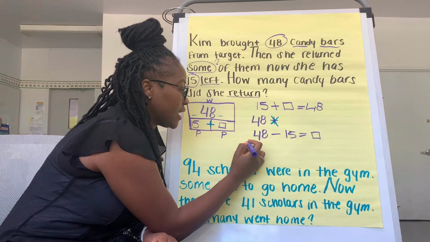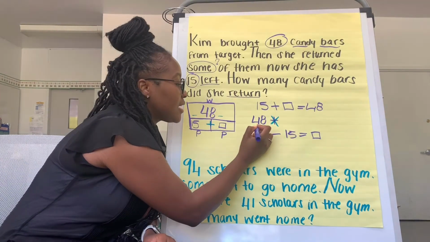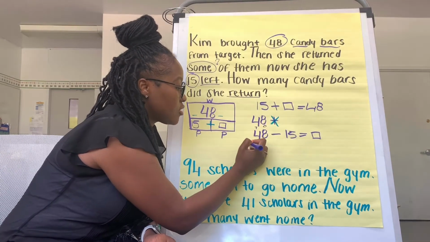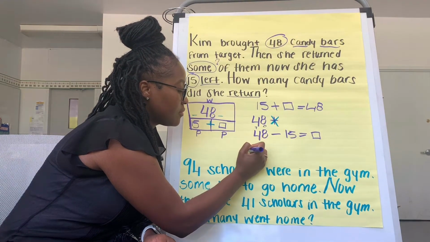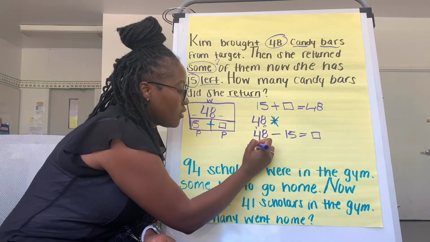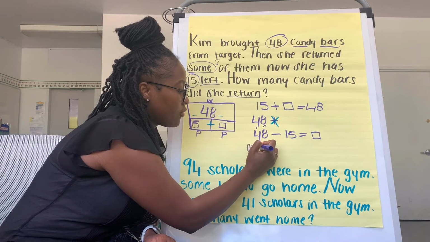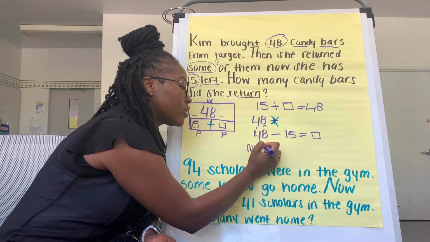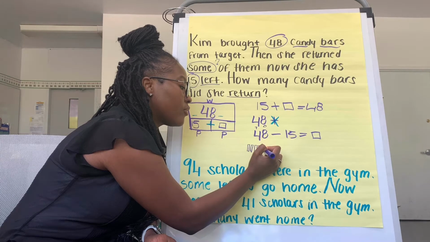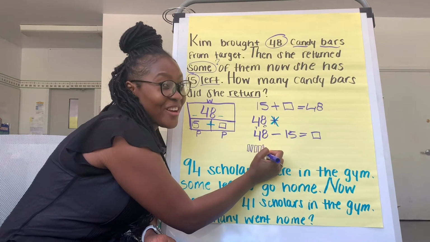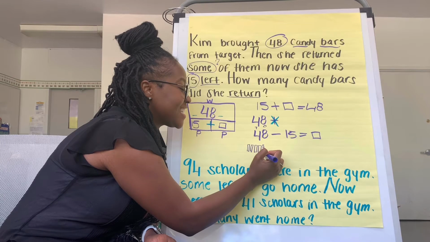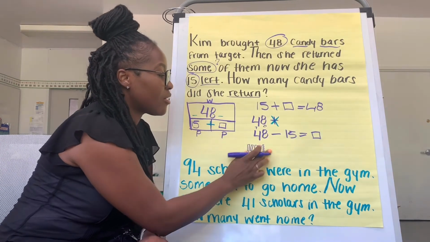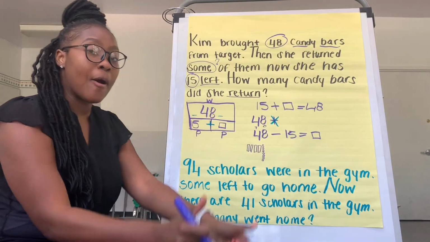I'm going to represent 48. How many tens? Yes, 4 tens. How many ones? Yes, 8 ones. So 10, 20, 30, 40, 41, 42, 43, 44, 45. Thank you for counting with me. 46, 47, 48. So I'm going to start with my whole, then I'm going to count back.